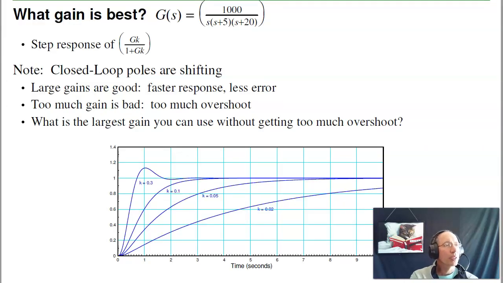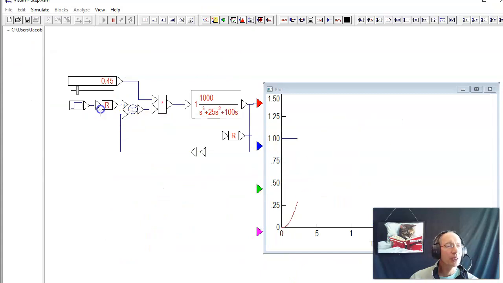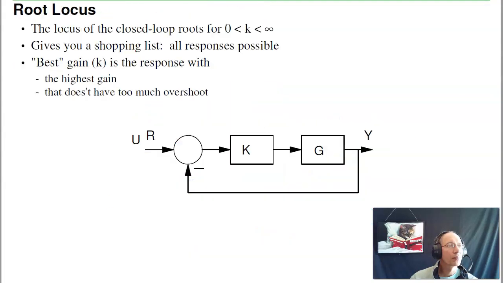So I need a way to look at how the poles shift as I adjust the gain. That's what Root Locus is. Once I know how the poles shift, I can sit there and find out what is the best gain, which really means make the gain as large as possible, but not so large I have too much overshoot. So again, that's what Root Locus does.